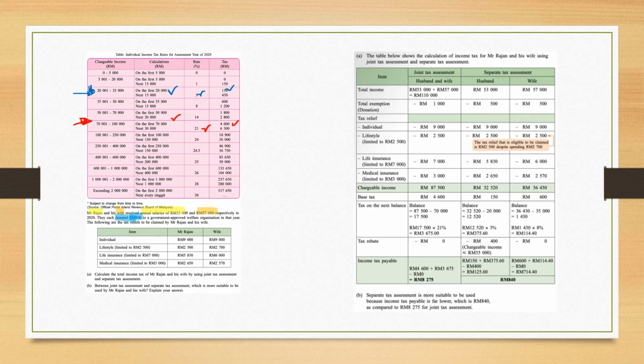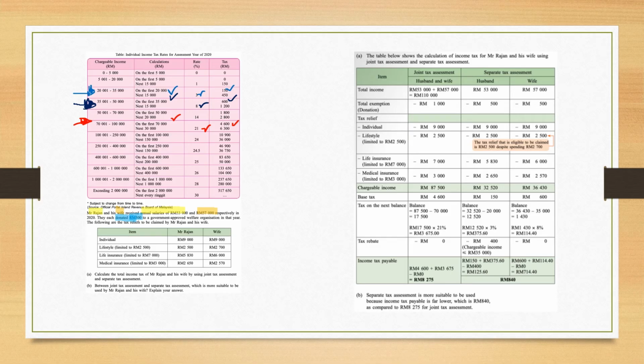Okay, so now for the wife's assessment, separate tax, same thing. I already mentioned your chargeable income for your wife. Base tax, same thing, 600 for wife, right? It would be this one right here. There you go. Yeah, okay. So this one, 35,000, 8% tax rate and 600 ringgit base tax. So 600 ringgit for your base tax as mentioned here. For the balance, do the same thing, 36,430 from your chargeable income minus 35,000 ringgit here, and then times your 8%. You get 114 ringgit and 40 cents, right?